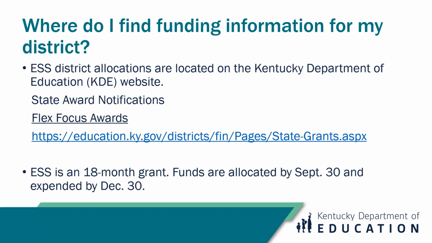So, you may ask, where do I find funding for my district? ESS district allocations are located on the Kentucky Department of Education website. You can search for state award notifications, Flex Focused Fund Awards, or you can click on the website linked in this PowerPoint. And as many of you know, ESS is an 18-month grant. Funds are allocated by September the 30th and expended by December the 30th.